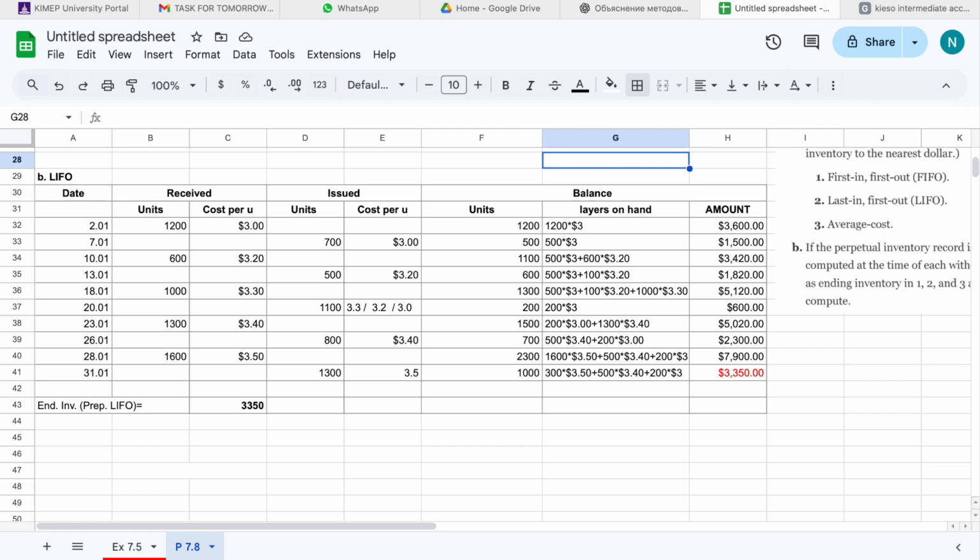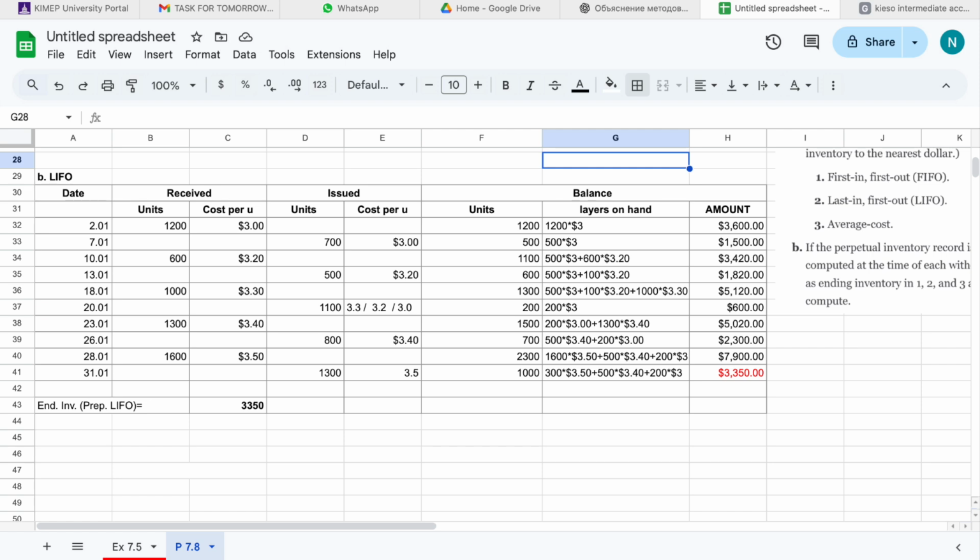Let's walk the perpetual lever. Purchase pushes a new layer. Issue pulls from the newest layer until that layer is used up. If we need more units, then we can go to the next newest and so on. The balance is just the layers left after the issue.